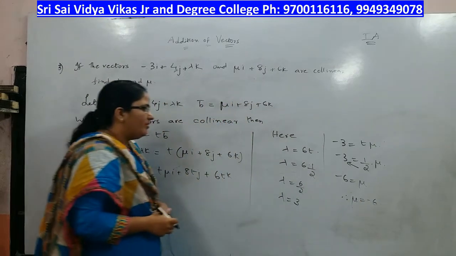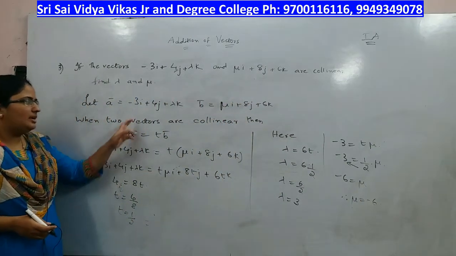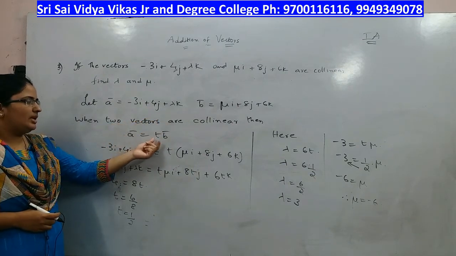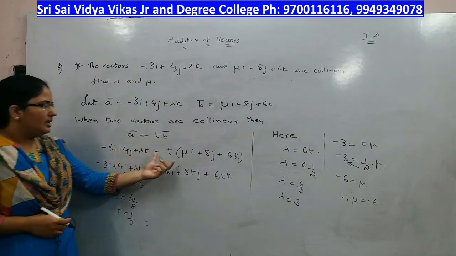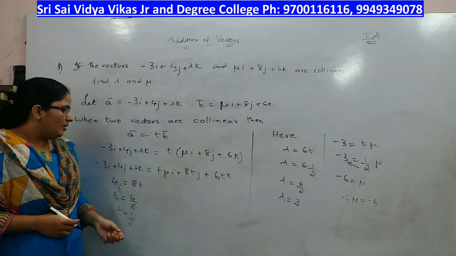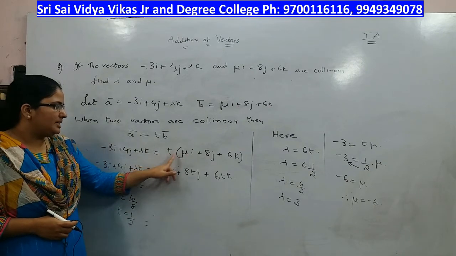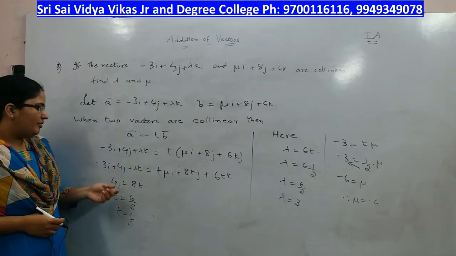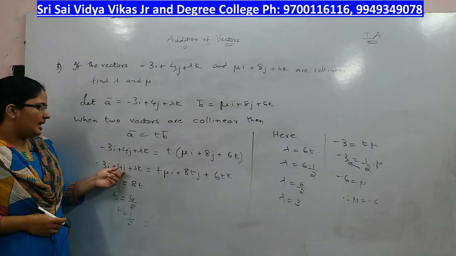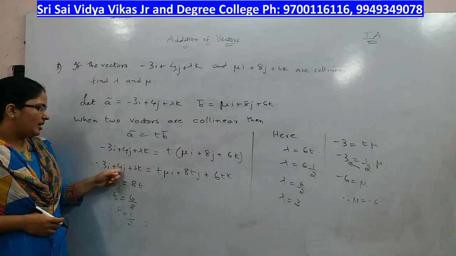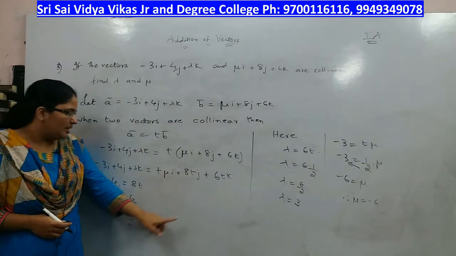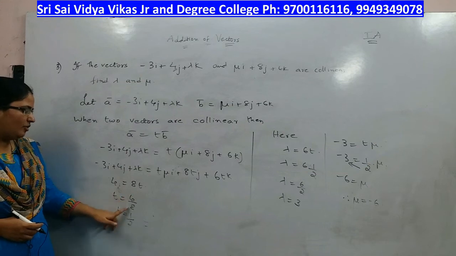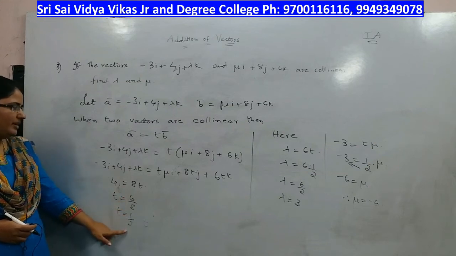This is how we have to find. Whenever you are given two vectors and that they are collinear, then you have to write A bar is equal to T B bar. Now here I have multiplied T inside: T mu i plus 8T j plus 6T k. Now we have to find T, mu and lambda. For finding T, you compare the coefficients of j and j. So 4 is equal to 8T, T is equal to 4 by 8, T is equal to 1 by 2. You got the value of T here.